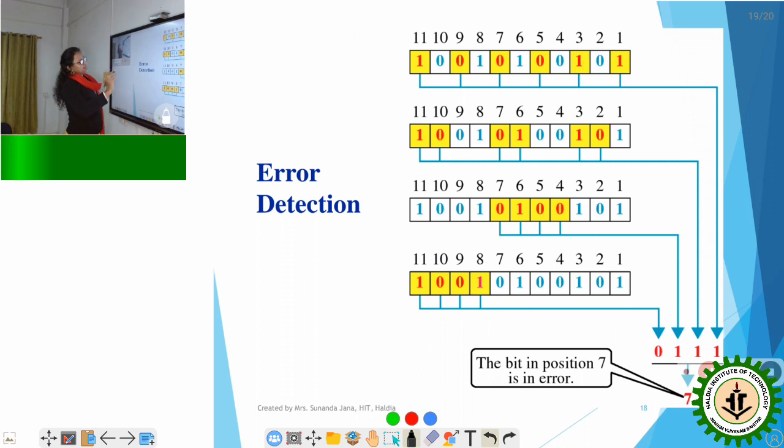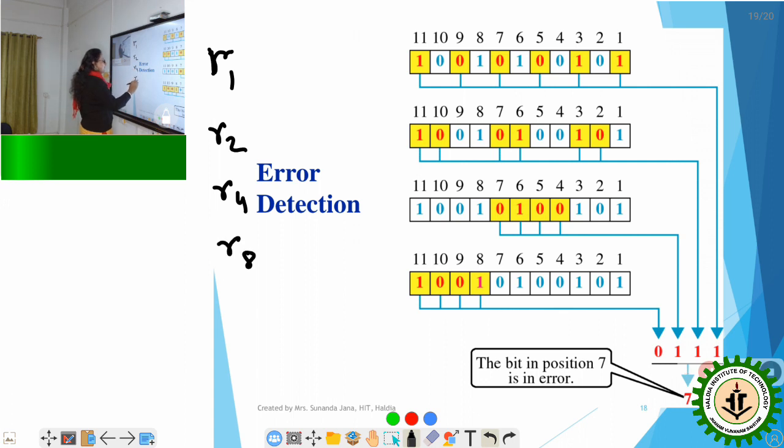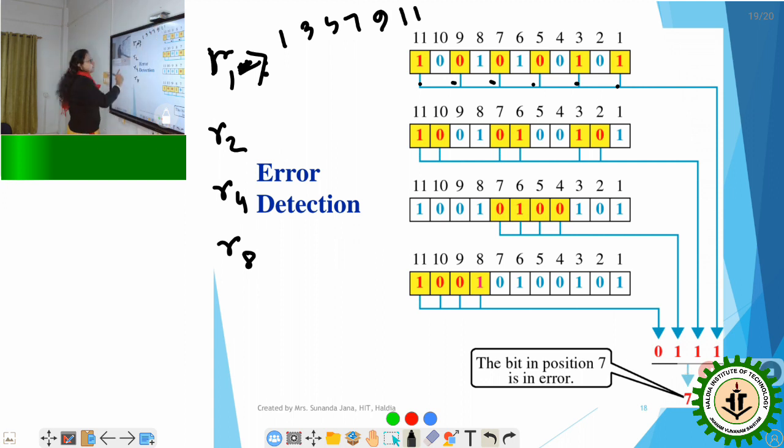Now on the receiver side, what will the receiver do? The receiver will also check the value of the redundant bits R1, R2, R4 and R8 in the same way. So for calculating the value of R1, it will do the same thing. It will go for the positions 1, 3, 5, 7, 9, 11. For 1, 3, 5, 7, 9, 11, we calculate the number of ones. What is the value there?